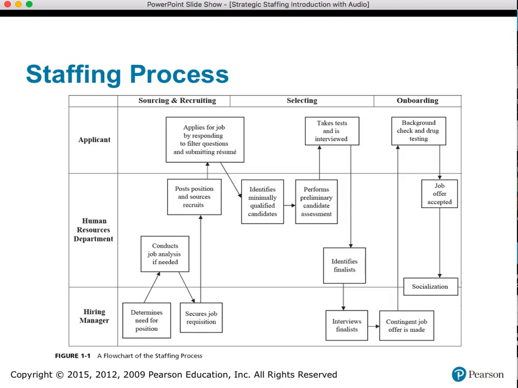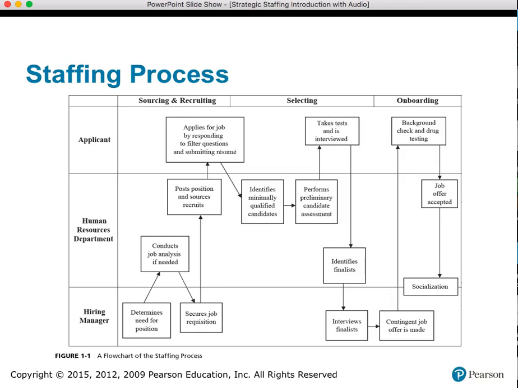So in terms of what the staffing process looks like, this graphic is a great flow chart of how staffing proceeds, and it is also really clear about the role of the hiring manager versus the role of the HR department itself, and the role that the applicant plays in the process. Of course, it all starts with the hiring manager, who sees that there is a need for a position, or a gap that needs to be filled. Somebody left the company for whatever reason.